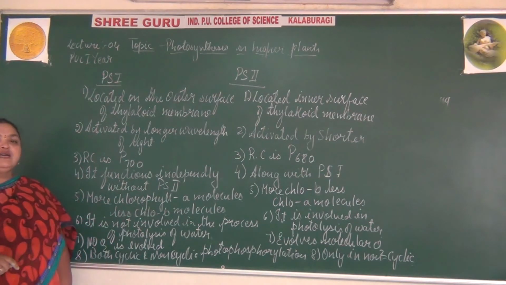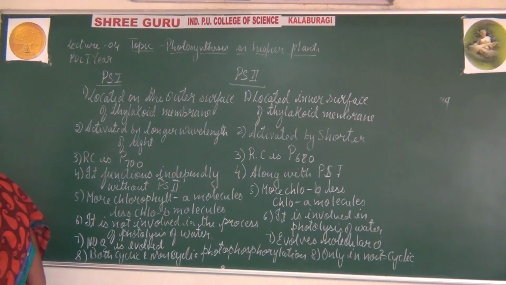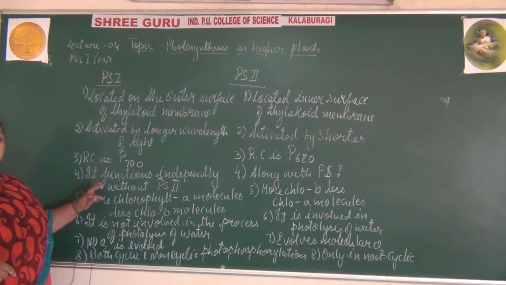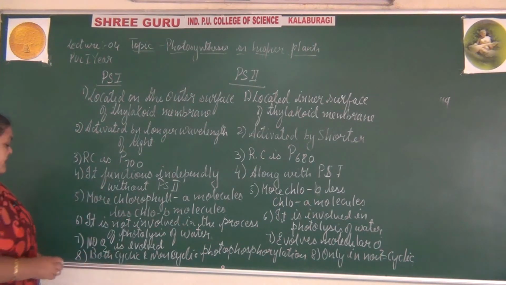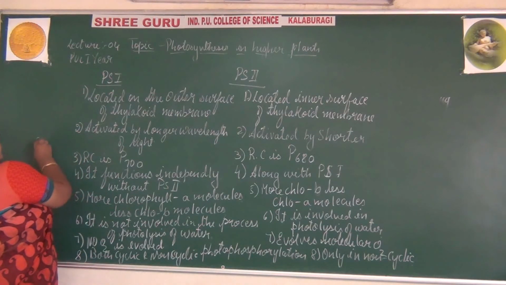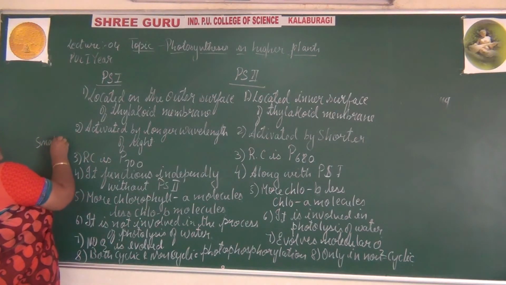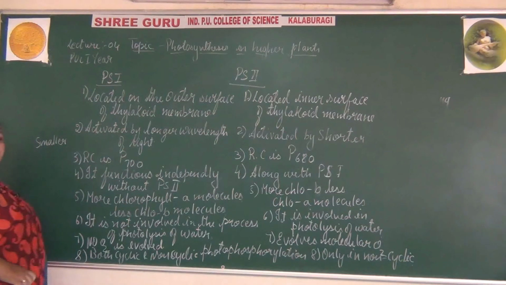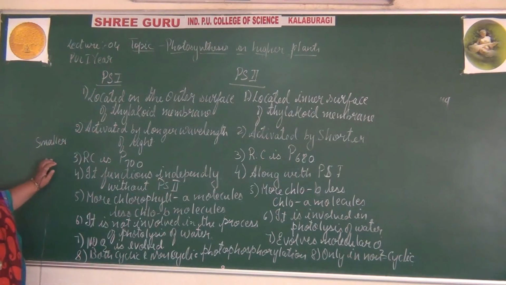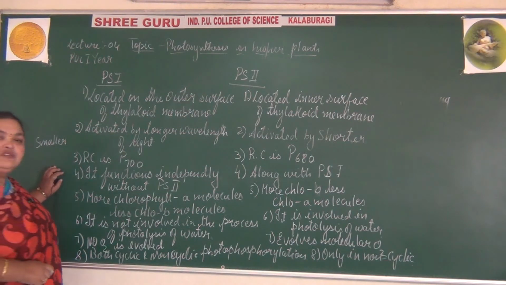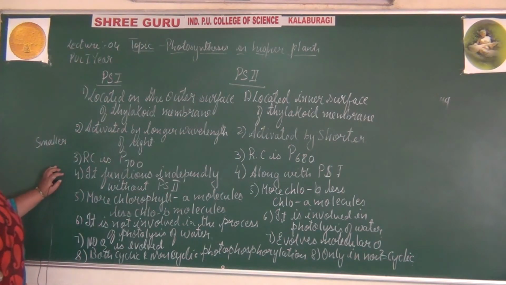And if you go with the size, usually the photosystem 1 units are smaller, while the photosystem 2 units are larger in size. So what are photosystems? These are the structural and functional photosynthetic units involved in the process of photosynthesis. They are protein complexes present in the thylakoid membrane.